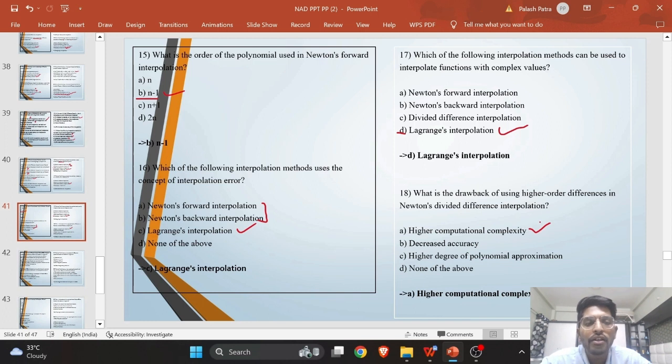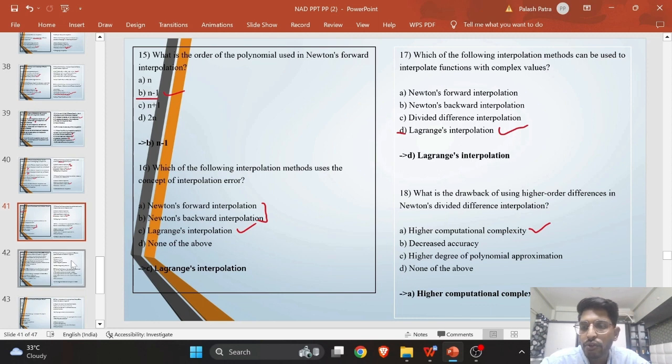So the computational complexity increases as the values are very large over here, and the operations can go up to many floating point digits, which increases the complexity of the overall program, and hence we do not promote using the higher order differences in the Newton divided difference interpolation. So option A, higher computational complexity, is the correct option over here. So the option A is correct.